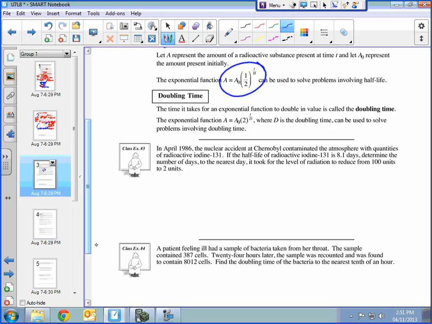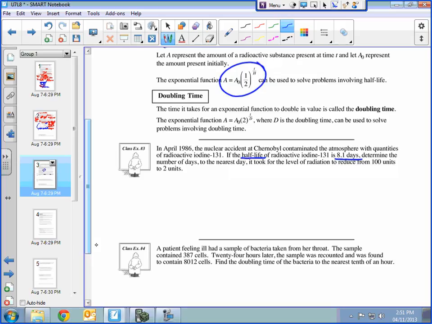So, April 1986, a nuclear accident at Chernobyl contaminated the atmosphere with quantities of radioactive iodine 131. Radioactive iodine 131, that's just what it's called. This 131 doesn't mean anything to us, okay? That's just what the iodine is called. The half-life is 8.1 days. Determine the number of days it took for the level of radiation to reduce from 100 to 2 units. So let's kind of lay this out for us.